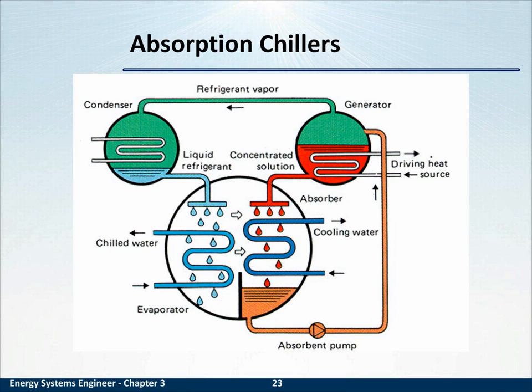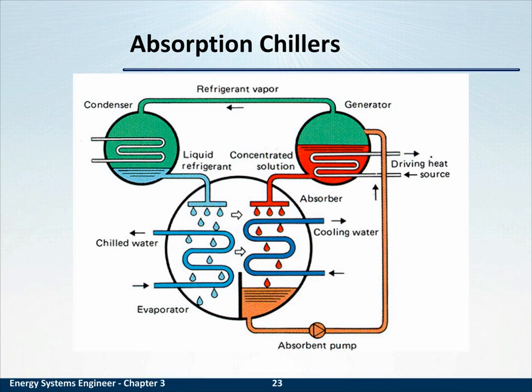Therefore, the rejected heat from power generation equipment, turbines, microturbines, engines, can be used with an absorption chiller to generate cooling. Now, you will rarely, probably never, find an application where it is efficient to create heat to run an absorption chiller, but they're a good use of waste heat. So how do they work?